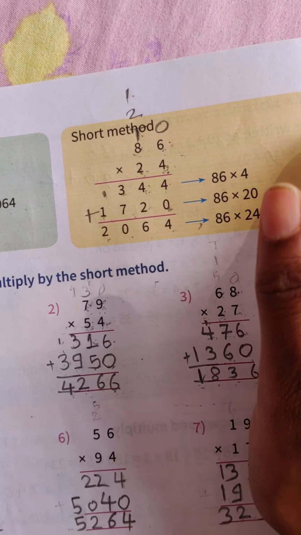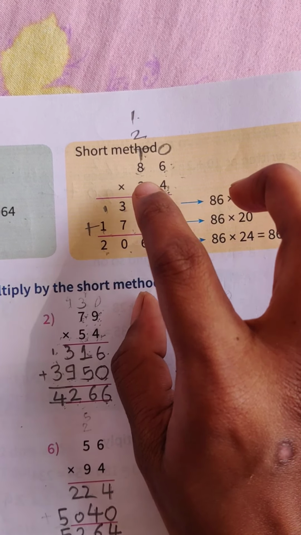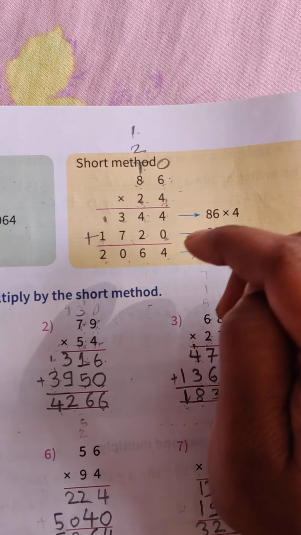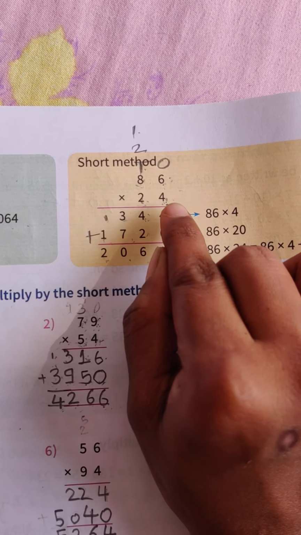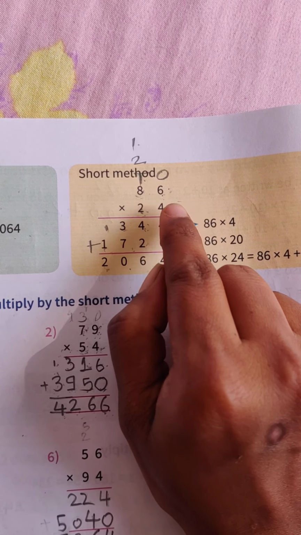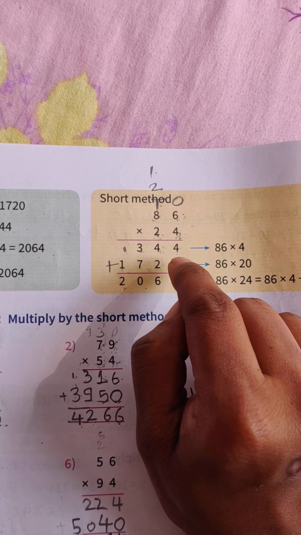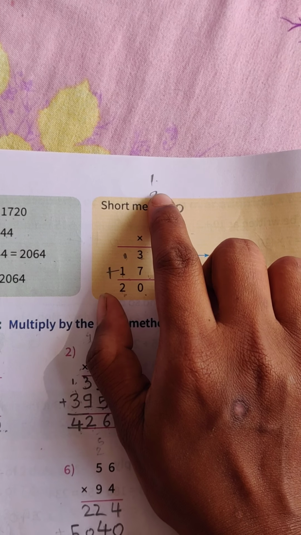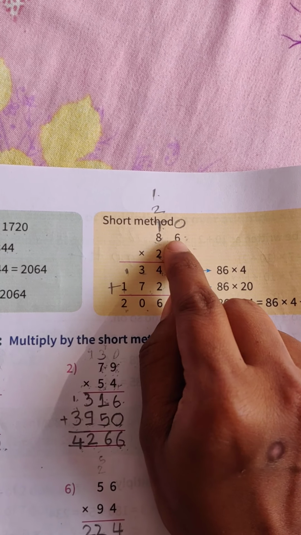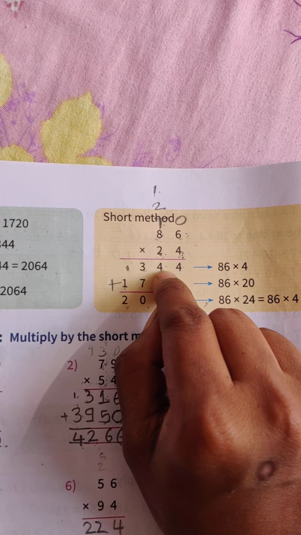This is the short method. So now look at here, 86 multiplied by 24. This is a 2 digit number multiplied by a 2 digit number. Now we will do the multiplication. First we will multiply 4 by 86. 4 into 6 equals 24. So 4 is written here and 2 is the carry. Now 4 into 8 is 32. 32 plus 2 is 34. So we will write here 34.